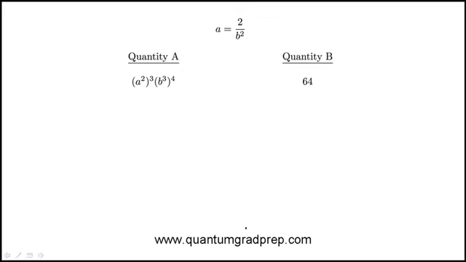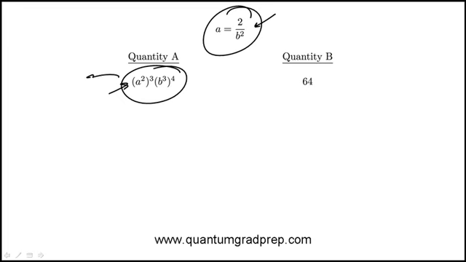So in these types of algebra problems on the GRE, where you're given only one equation with two variables, you should always try to see if you could somehow relate it to this expression. We can't really find the values for A or B, but we can somehow manipulate this. So I'm going to use some exponent rules to rewrite this.